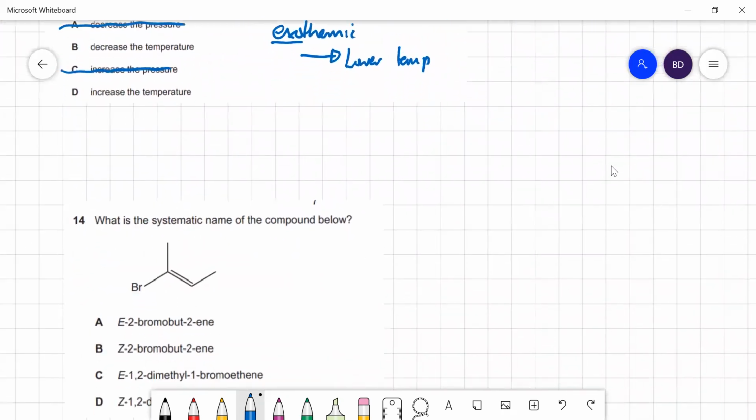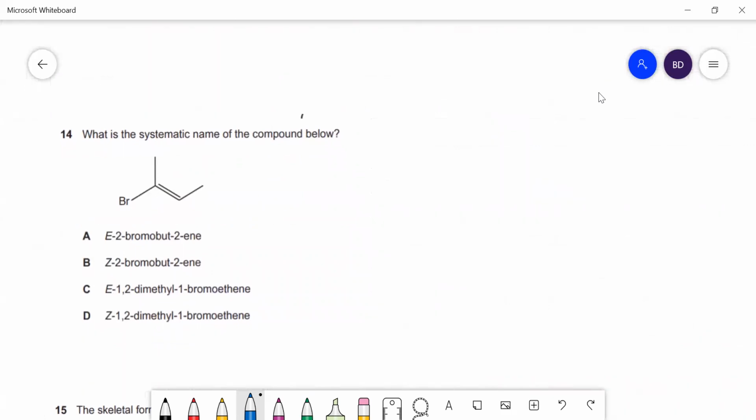What is the systematic name of the compound below? Right, now it shows stereoisomerism, so we've got all those E's and Z's there, but let's think about the name first of all. Where's our longest carbon chain? Well, it's 1, 2, 3, 4. Okay, so it's going to be but-2-ene, and we've got a bromine stuck on the number 2, so it's 2-bromobut-2-ene.